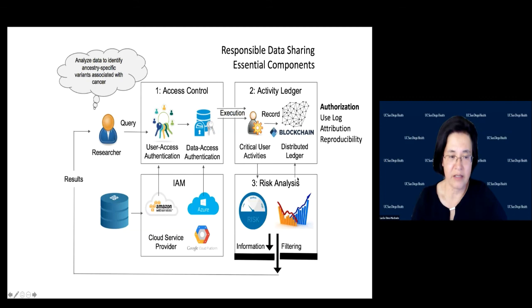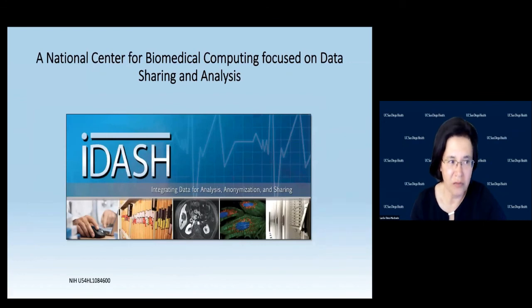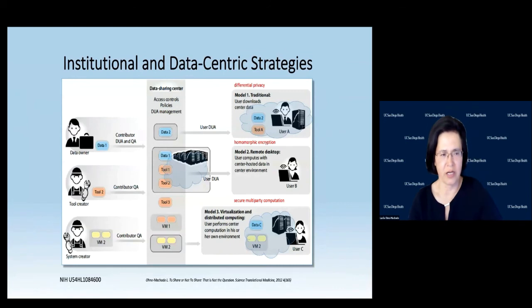And then as I know Dr. Cho will talk about risk analysis, privacy breaches and techniques to deal with that. So I won't talk about this data-centric approach to protect privacy, but I'll talk about two ways. One is a people-centric, and the other one is institution-centric through data brokers. So the National Center for Biomedical Computing focused on data sharing and analysis was more than 10 years ago, when we were thinking about several of the issues that are coming up here.